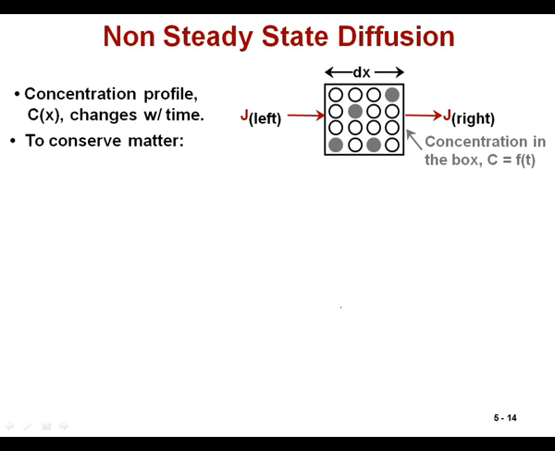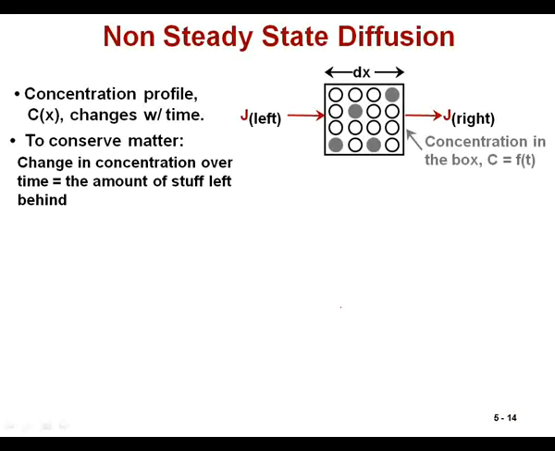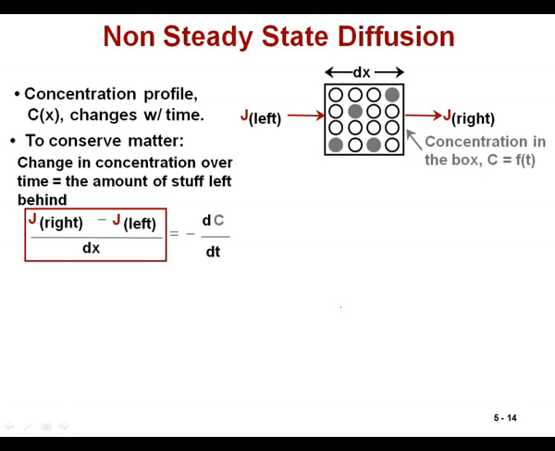Okay, very quickly, just to introduce the idea of non-steady state diffusion. Now, the concentration as a function of distance is changing with time. So if we're going to conserve matter, then the change in concentration over time has to be the amount of stuff that's left behind. So we still have flux, but they're not the same, right? So the flux on the right minus the flux on the left over the distance is equal to the concentration gradient.